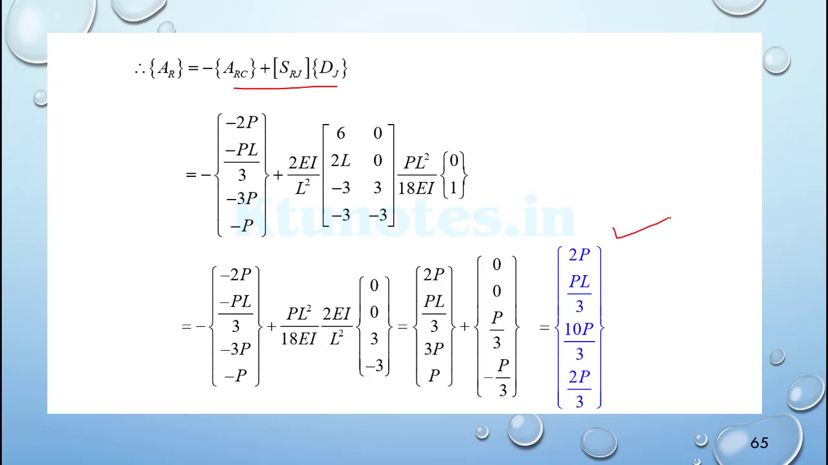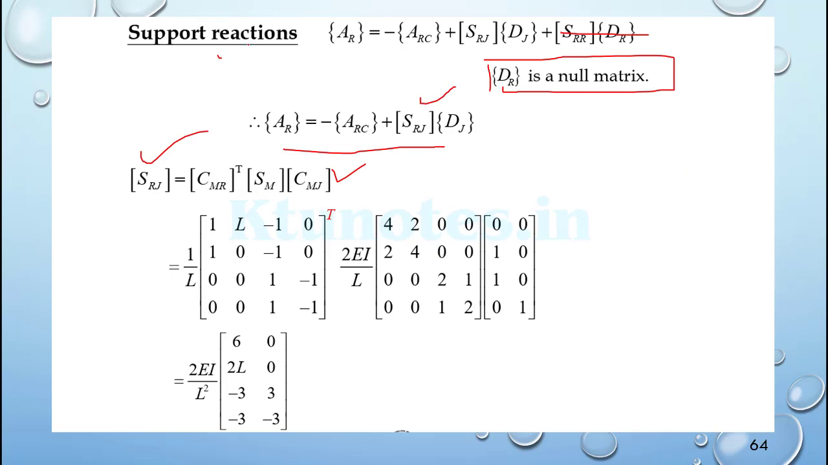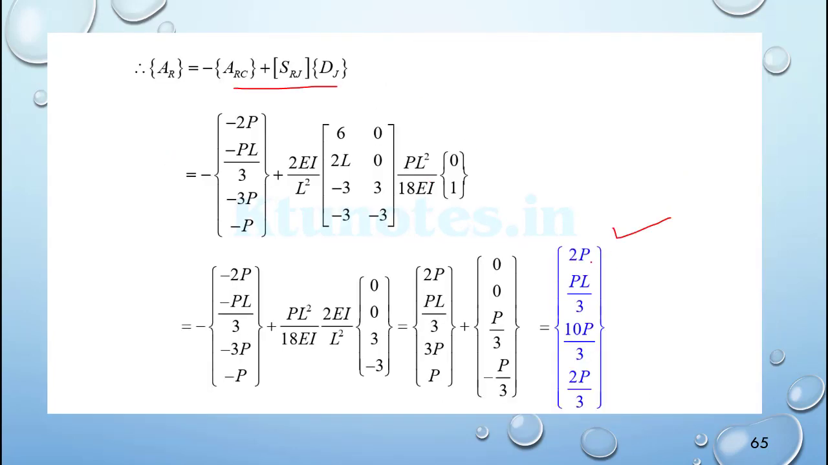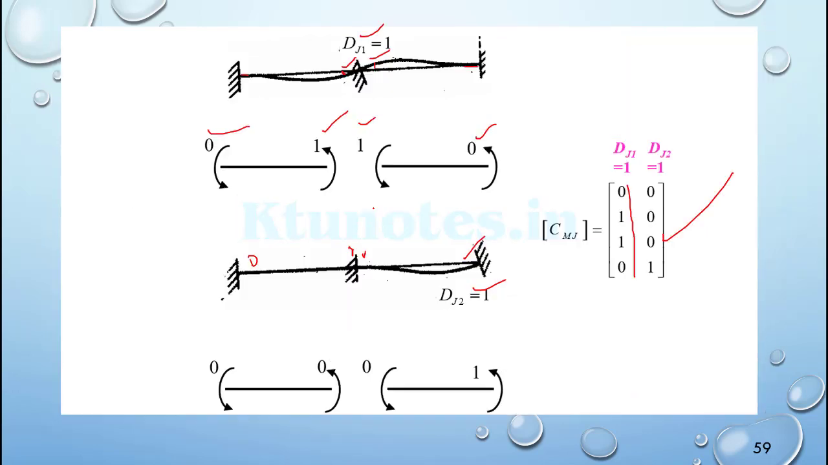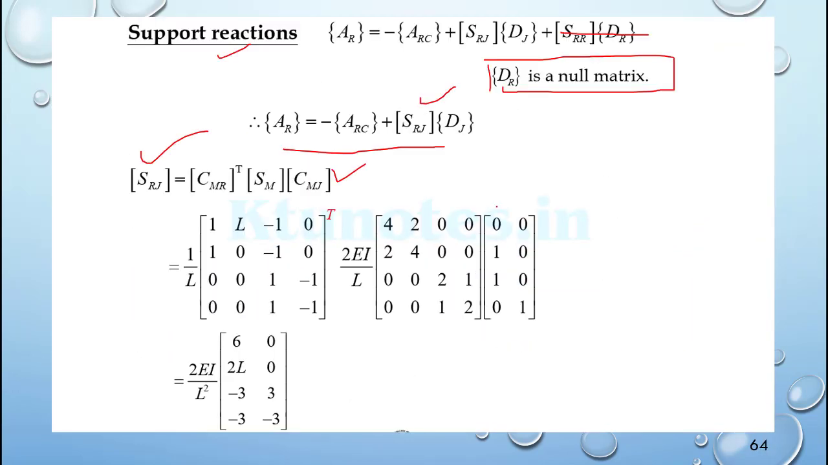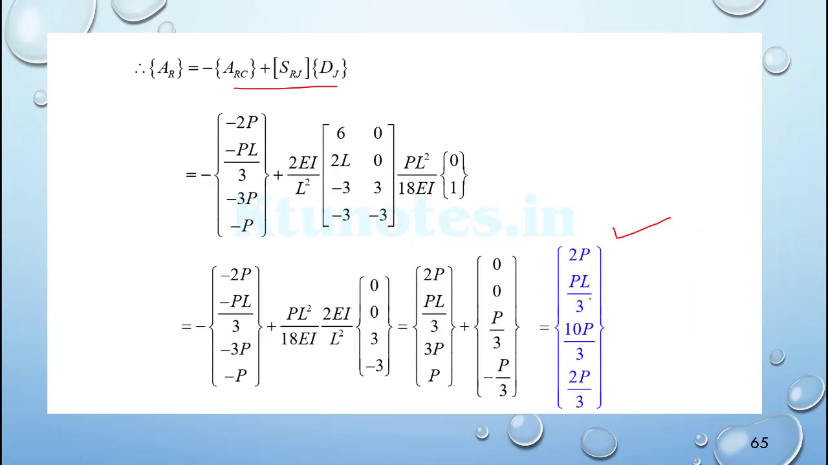2P, PL by 3, 10P by 3, and 2P by 3, which are the support reactions. One is the moment reaction, and then the two reactions. Our first one was the reaction, second one was the moment. So this will be the corresponding moment, this will be the reaction, this will be the reaction, and this will be the reaction.